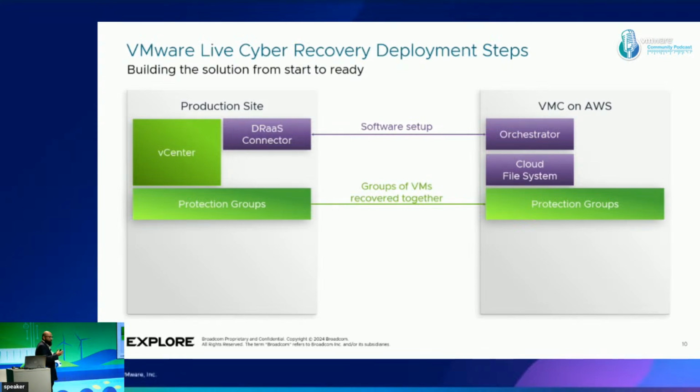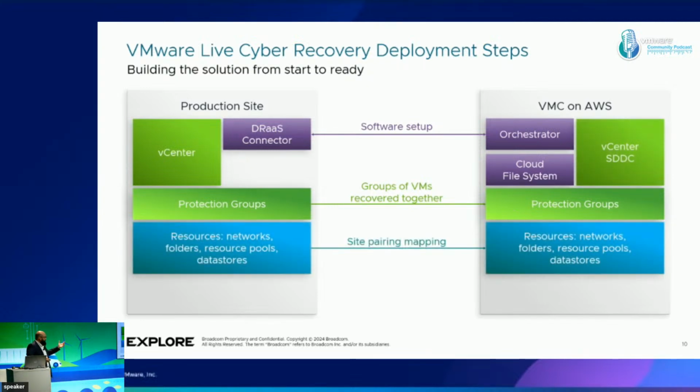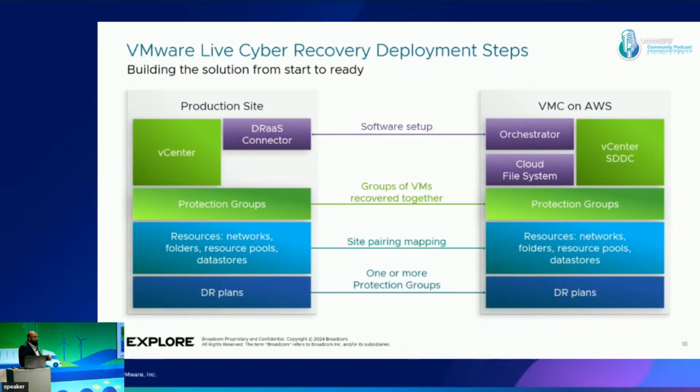So the same way that you create protection groups, you create resources, you map resources, you map folders, you map disks, networks, the same way you do in SRM. The workflow to create a protection group, you do over here. And you also create your disaster recovery plan. Same thing you do in the SRM, not all the capabilities, but the workflow, the way that you map and plan disaster recovery is the same.